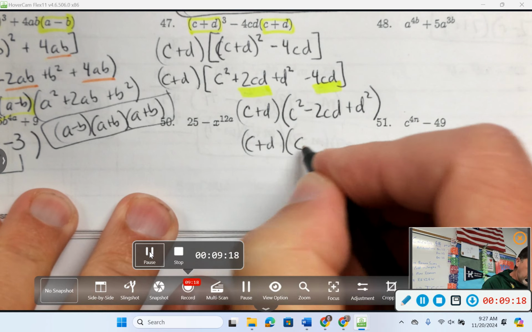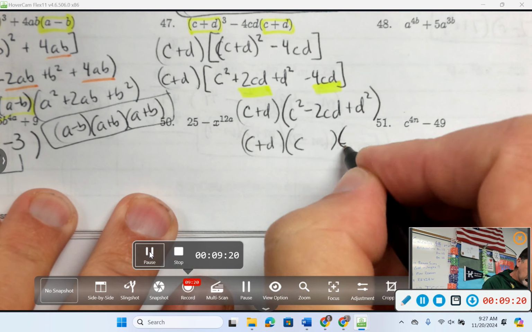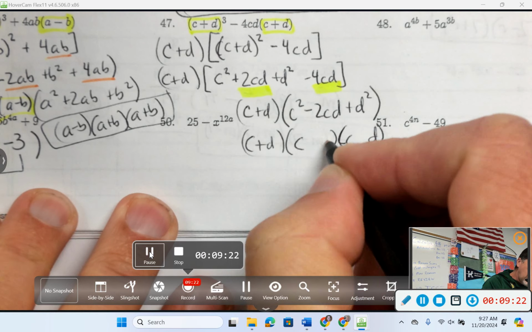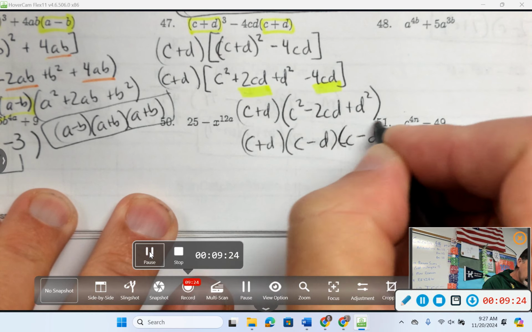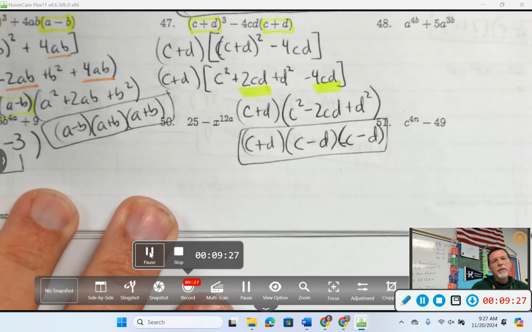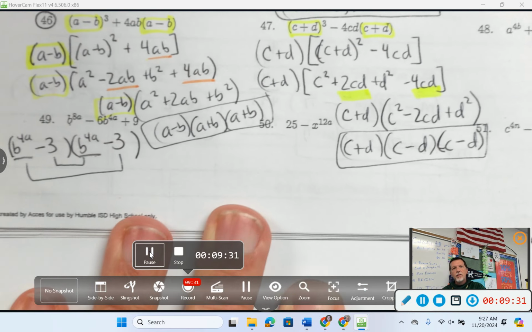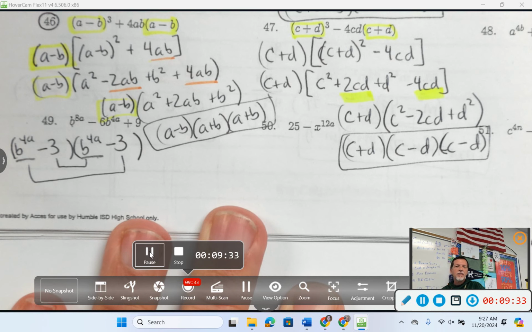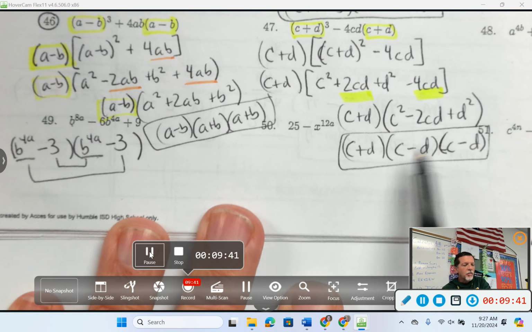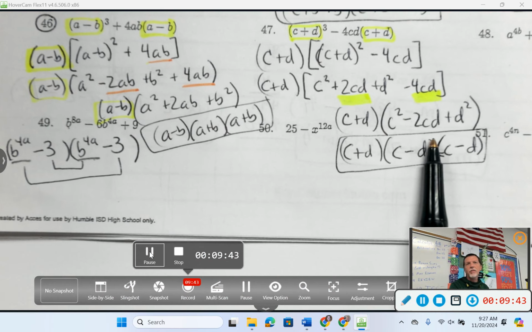Let's see, it'd have to be C and C, and D, and if they're both minus, then there we go. And you can see how it's pretty similar to 46. Noah? Do you have to put C minus D times C minus D, or can you just put C minus D squared? Sure. Anytime you recognize that there's 2 factors and you want to write it as squared, that's okay.